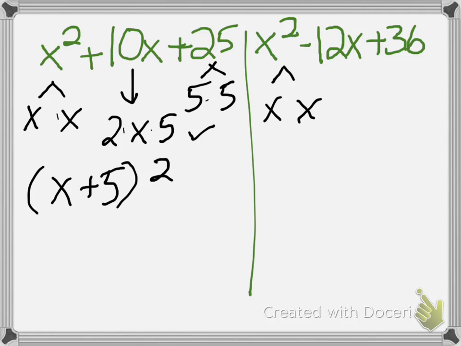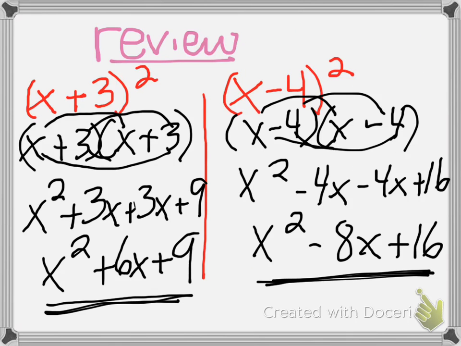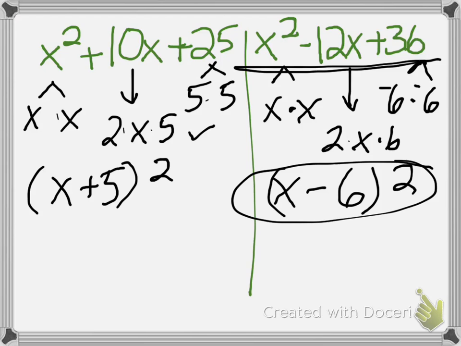Perfect square, x times x, 36, 6 times 6, this middle term, 2 times x times 6. That would be 12x, not negative 12x. That's how I know these are negative 6's. That makes our x minus 6 squared. Okay? So hopefully you're comfortable with this relationship going from a binomial squared or the other way around, starting with the trinomial and ending up with the binomial squared.